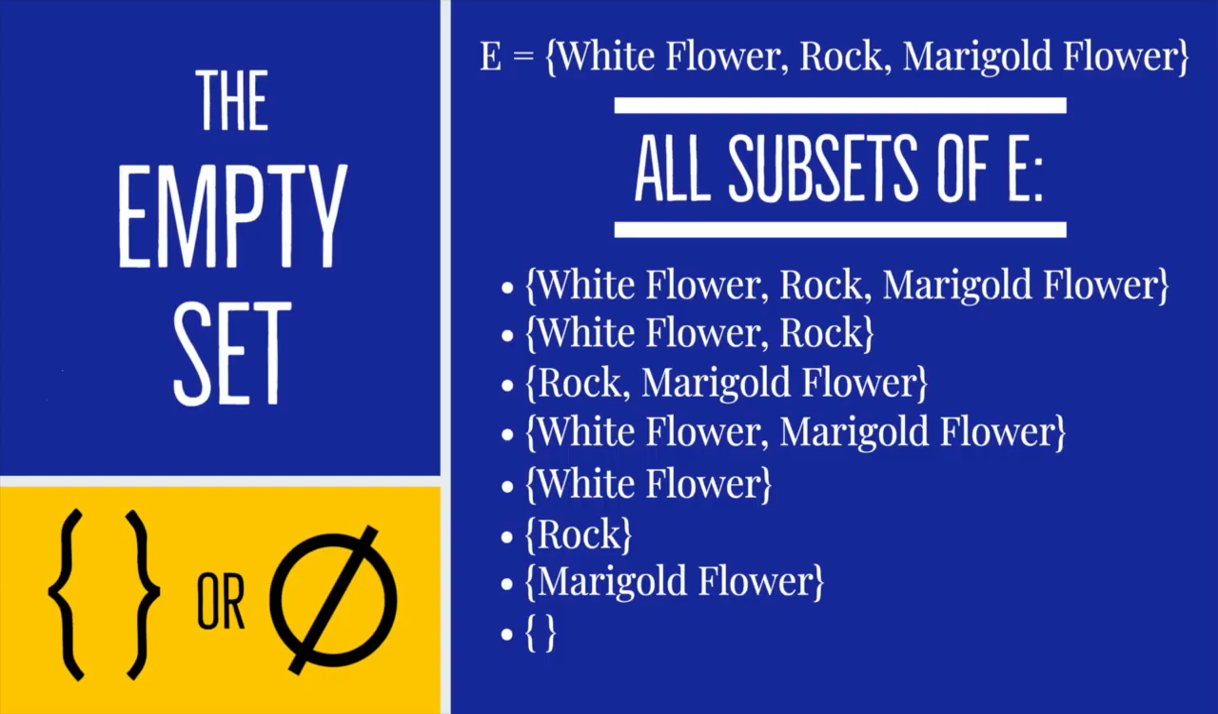You can have a set that contains nothing. There are two notations we use for the empty set. One is the pair of set brackets with nothing inside of them, and the other one looks like a zero with a slash through it. So the answer to my question of how many subsets can you make from a 3-element set is 8.